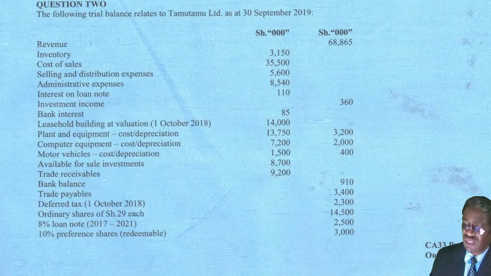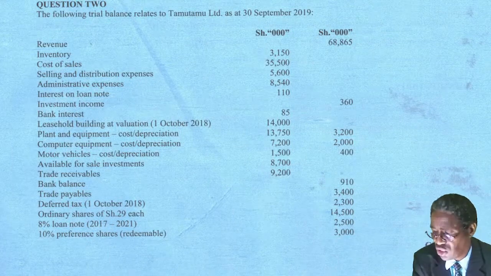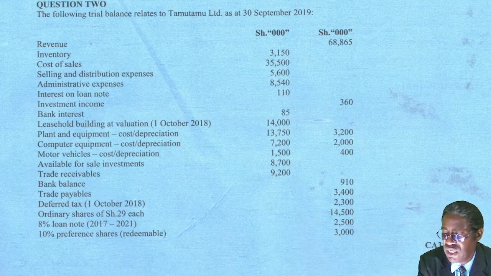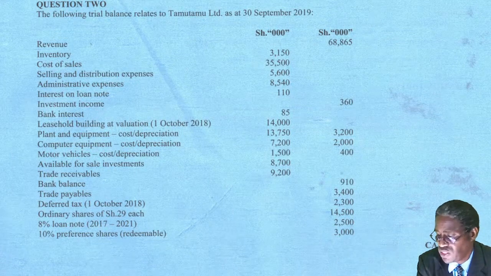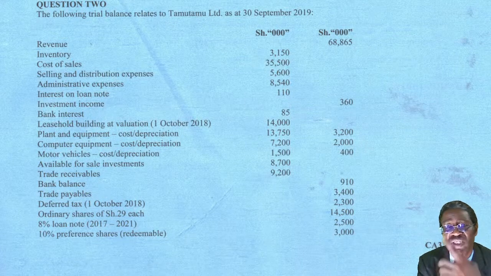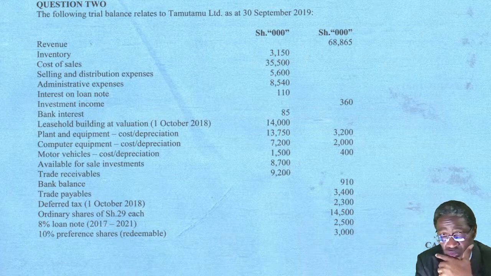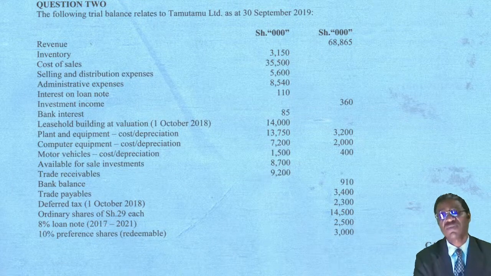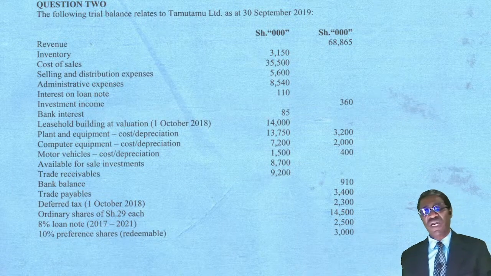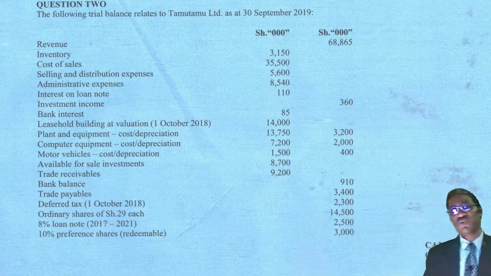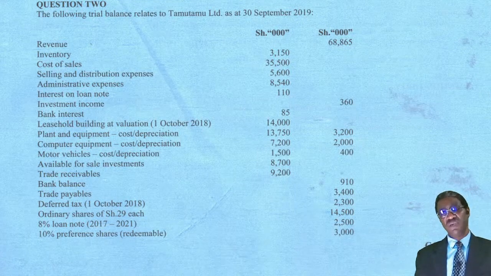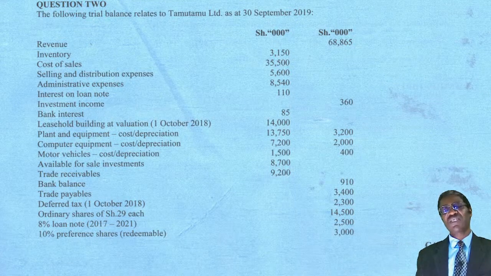That was question number 2. That was question number 2 that came in November 2020. So let me read it. It was question number 2. It says, the following trial balance relates to Tam Limited as at 30th September 2019.